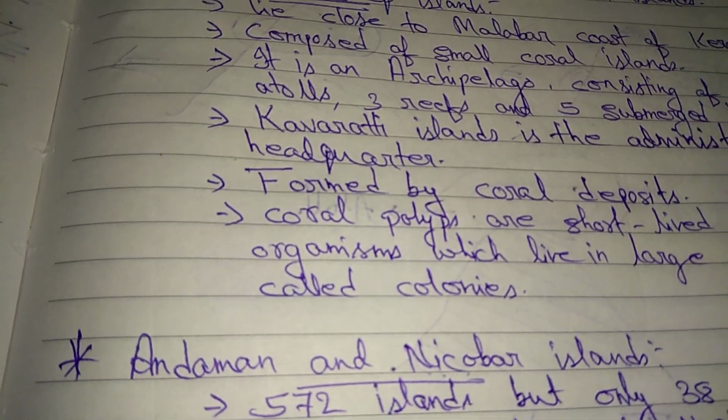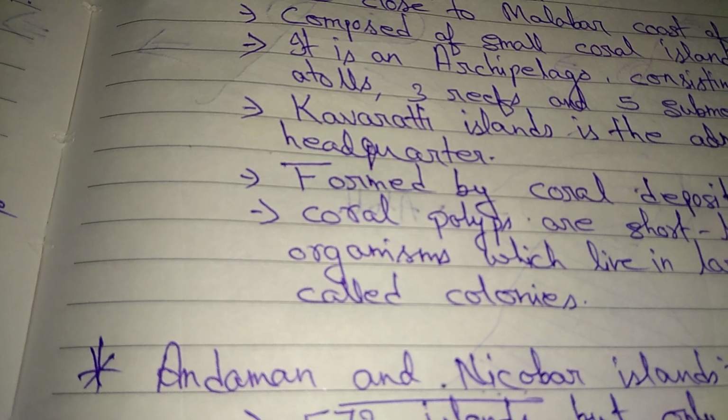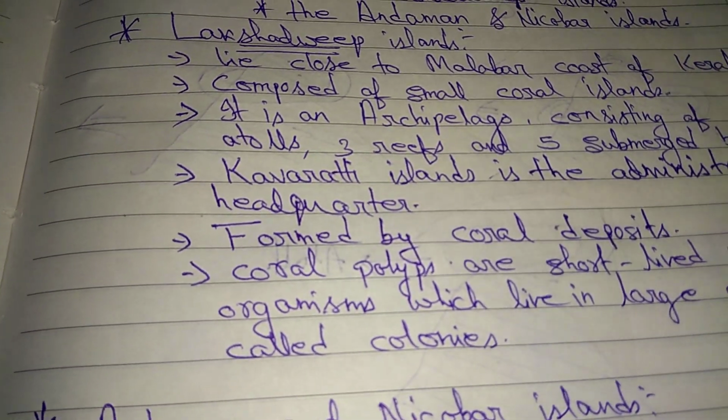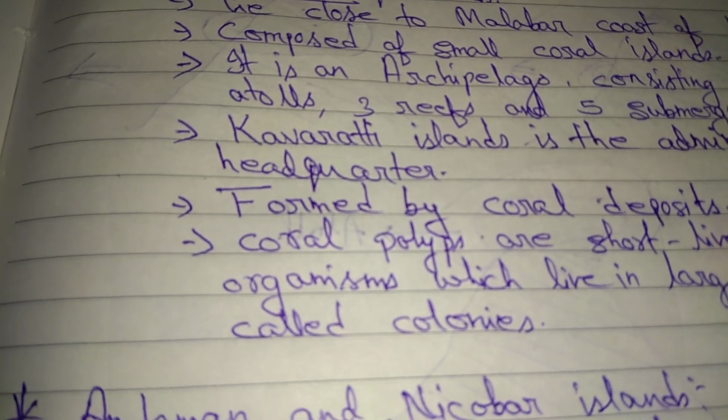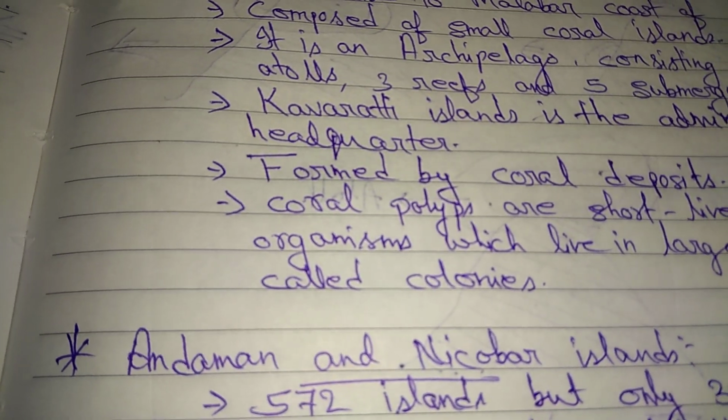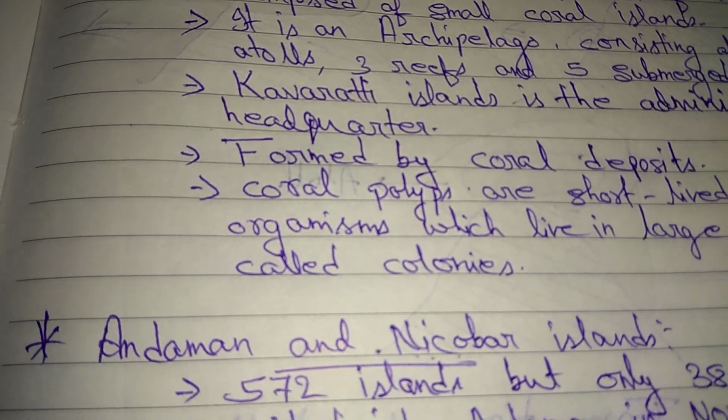These barrier reefs, fringing reefs, and atolls we could understand by the diagram which I will show you after completing our second group of islands, that is Andaman and Nicobar Islands.